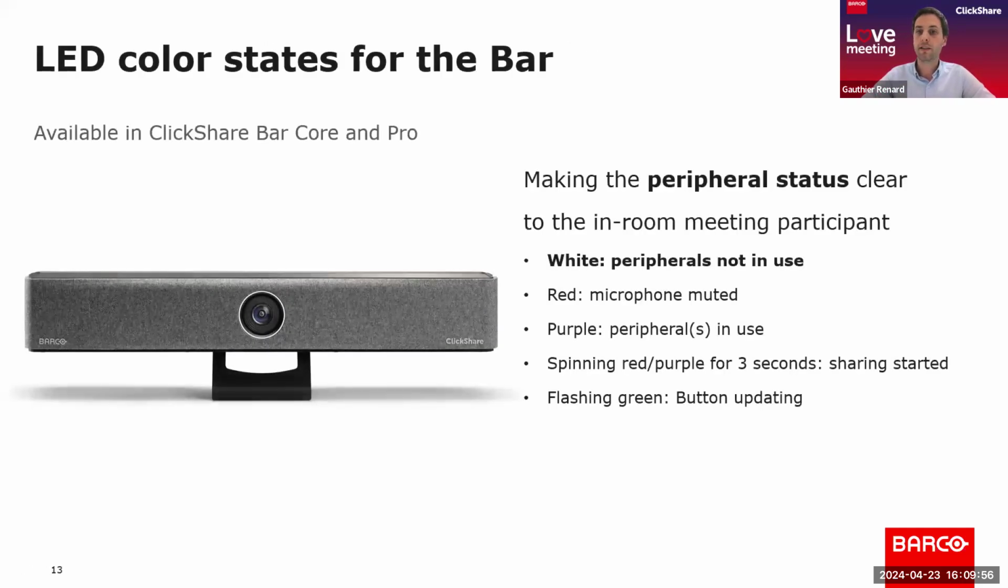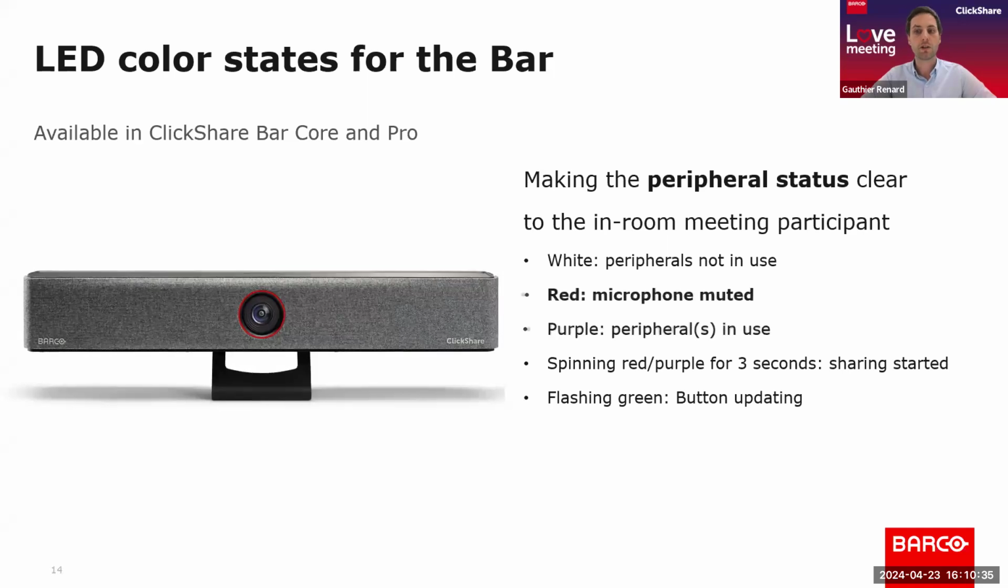Continuing with the LED state of the bar. As you know, the ClickShare bar has a very nice round LED surrounding the camera, and we have changed the state of this LED ring to showcase the state of the peripheral and not the state of the base unit, sorry. Which means that when the LED ring is white, it means that the device is turned on and potentially even sharing content. When the LED ring is red, it means that the microphone is muted, so that whatever you say in the room cannot be heard remotely.